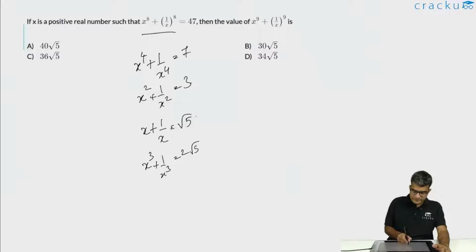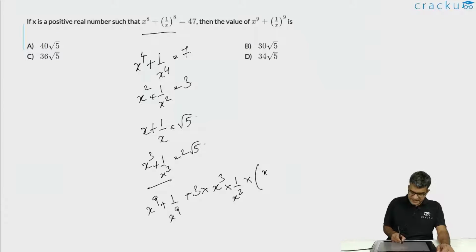We have cubed this and we have calculated that x cube plus 1 by x cube is equal to 2 root 5. Now we have cubed this again, and if you are cubing this again, what are you going to get? You are going to get x to the power 9 plus 1 by x to the power 9 plus 3 into x cube into 1 by x cube into x cube plus 1 by x cube will be equal to the cube of 2 root 5, which is equal to 40 root 5.